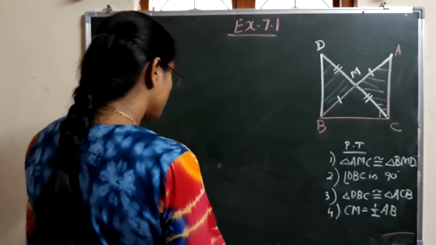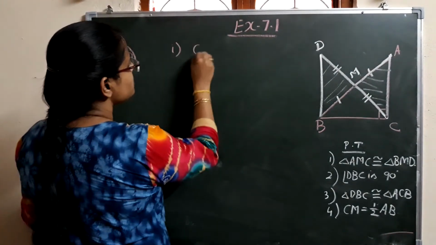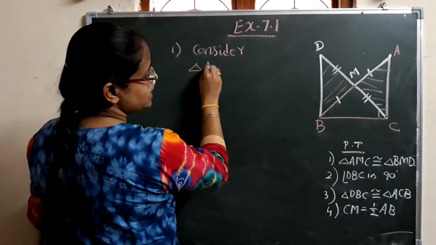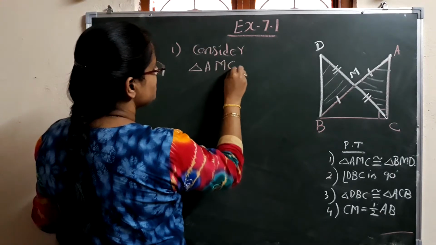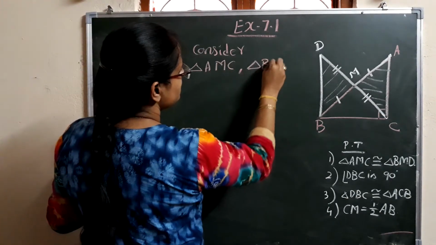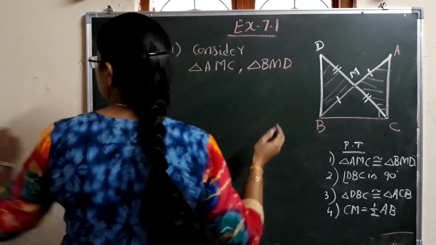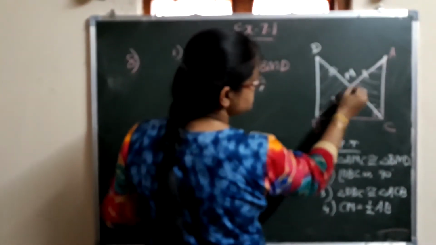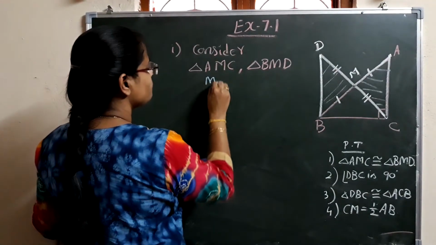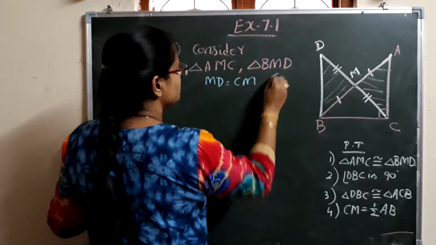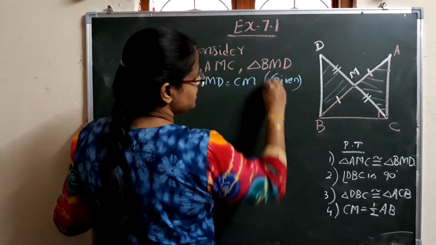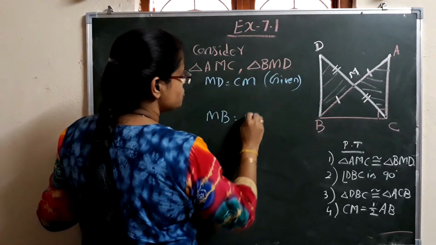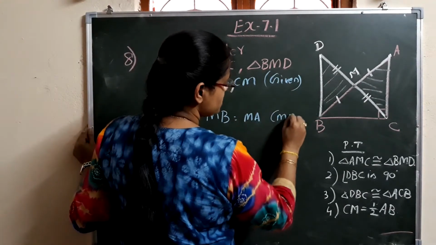So for that, how do you prove children? First part I am proving. So I am considering triangle AMC and triangle BMD. What are the portions that are equal and known to you? First one is MD is equal to CM, already given. It is given. Then we have MB is equals to MA as M is midpoint.